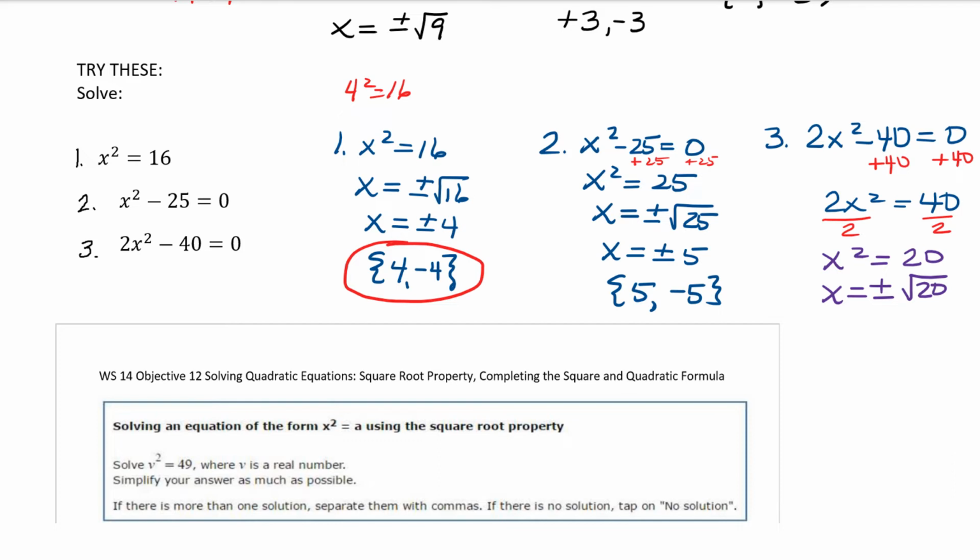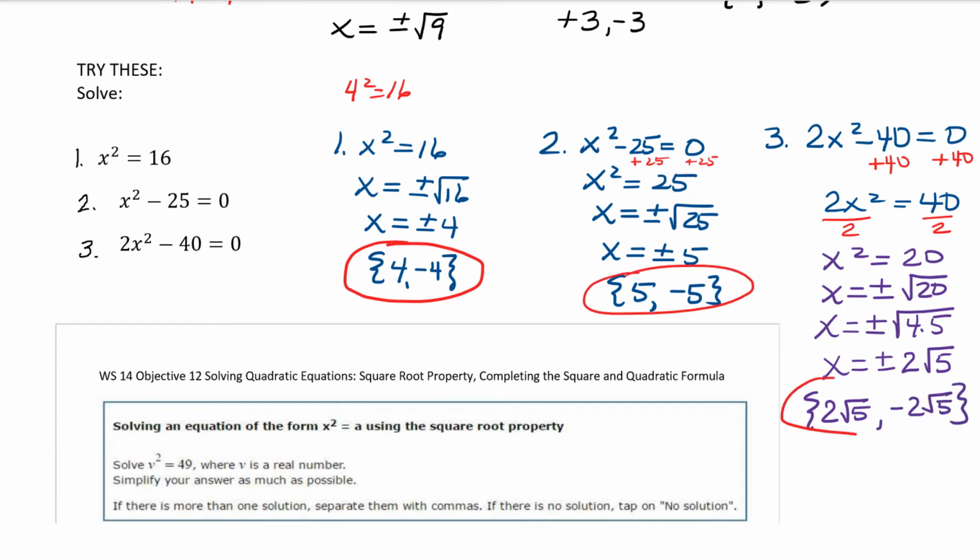Well, 20 is divisible by 4, right? So this is the same as saying x equals plus or minus the square root of 4 times 5. You can take the square root of 4, so in order to be considered simplified, you have to do that. Square root of 4 is 2, but you can't take the square root of 5, and in fact 5 is prime, so that's just going to stay the same. So your solution set should be 2 square roots of 5, negative 2 square roots of 5. All right, so these are all the 3 solutions to these 3 problems.